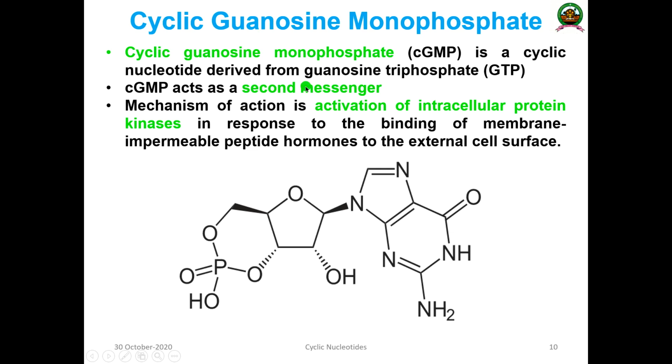The next one, cyclic guanosine monophosphate, or cyclic GMP. Like cyclic AMP, this is very, very important. So cGMP is a cyclic nucleotide derived from guanosine triphosphate, that is known as GTP. Cyclic AMP is derived from ATP, like that. So this one also acts as a secondary messenger.